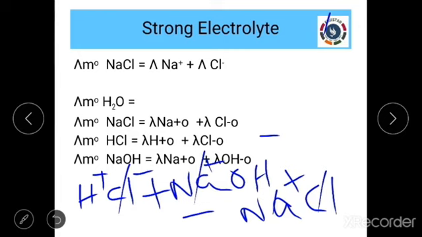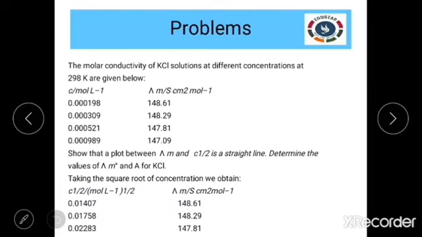Okay. Very simple problem. Nothing much is going to be worked out in this problem. They have given the molar conductivity and they have also given the concentration. Since we are going to draw a graph between the molar conductivity and the square root of C, we have just taken the square root of this concentration. So this is achieved by taking the square root of the above concentration.